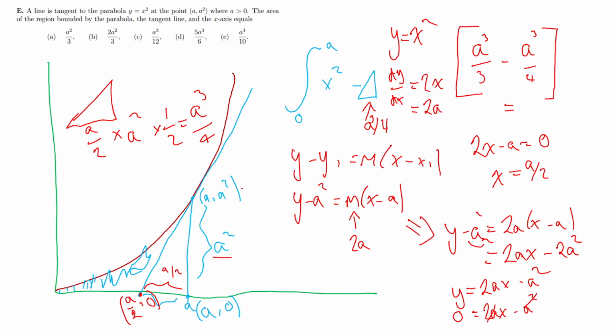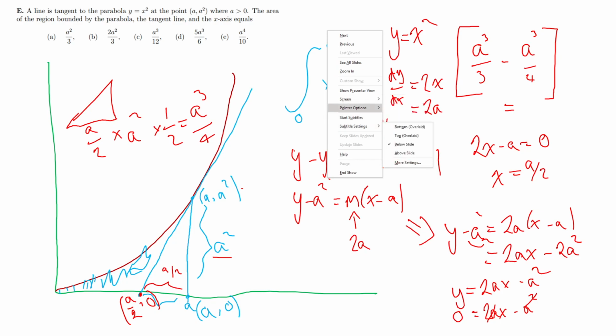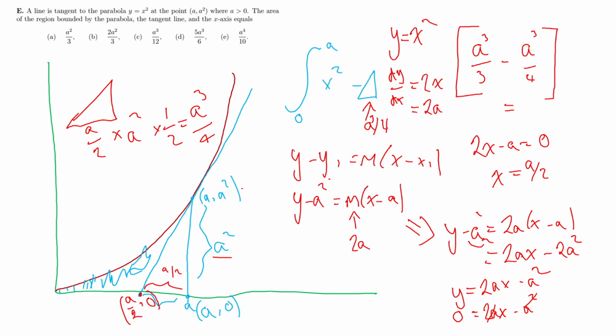And this gives us, and let's change the colour of the ink just so the answer screams out at us, let's go black, a cubed over 12. And that is the answer. That was a bit of a longer question, a bit more work involved, but we got there in the end.